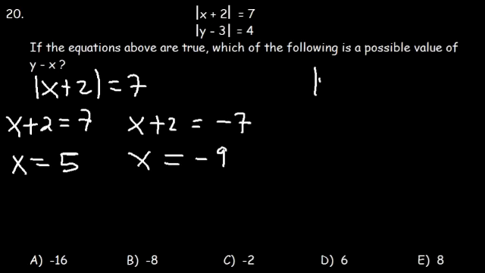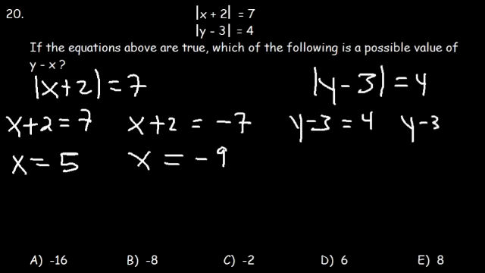Now, for the other equation, the absolute value of y minus 3 is equal to 4. Now let's write two equations. Y minus 3 is equal to positive 4, and y minus 3 is equal to negative 4. So, if we add 3 to both sides, 4 plus 3 is 7, and negative 4 plus 3 is negative 1. So these are the possible values of x and y. So we need to see what combination will give us one of the answer choices that are listed here.